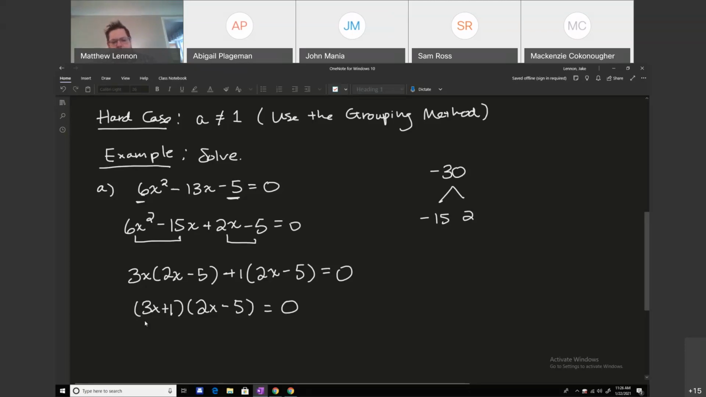And again, you would set each of these separate linear factors to 0 and solve. So if you solve 3x plus 1 equals 0, you get x equals negative 1/3. And if you set the second one equal to 0, you would add 5 and divide by 2. So you would get x equals 5/2. So these are your solutions.